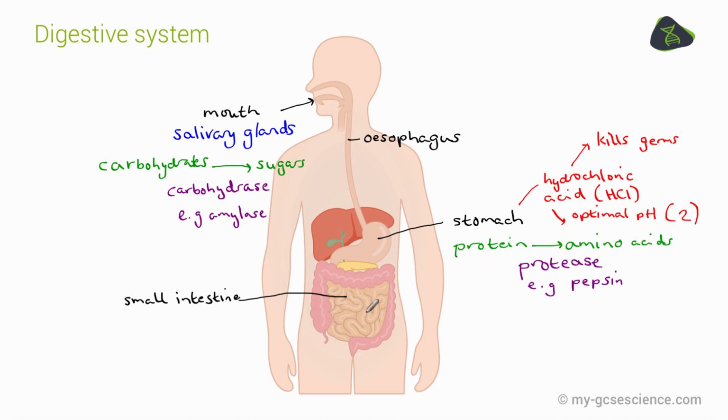But the final food group, fats or lipids, get broken down by a different enzyme here. So lipids are broken down by lipase enzymes into glycerol and fatty acids. The problem with fat digestion is fats don't mix very well with water. In fact, they don't mix at all.